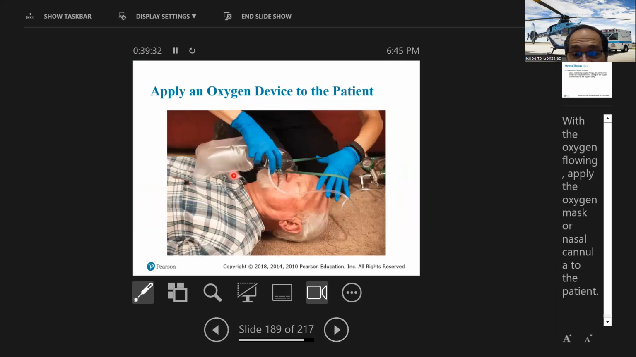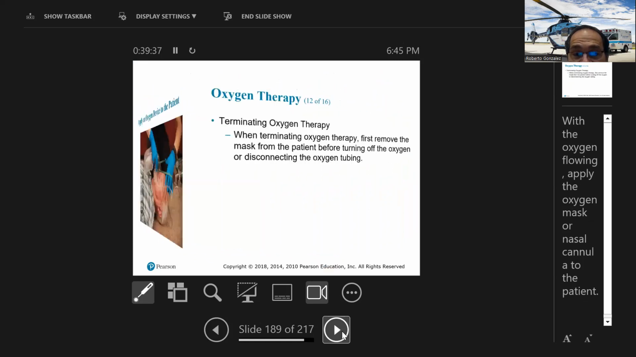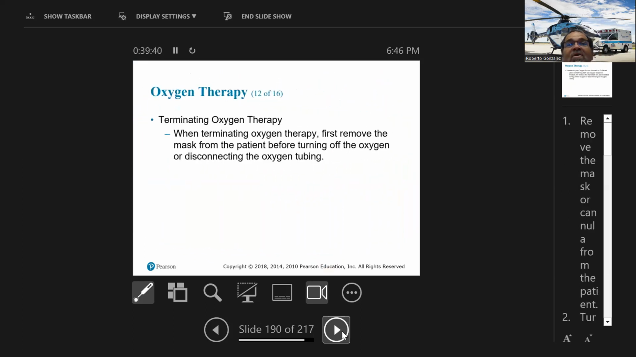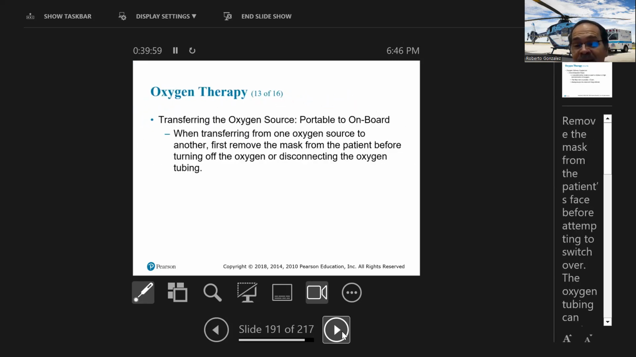You put the non-rebreather mask on. Remember, it's got an apex section that goes to the bridge of the nose. And then you determine if the oxygen is working. Now, when terminating oxygen therapy, first remove the mask from the patient and then turn off everything and disconnect. And it makes sense because you're still providing oxygen. You don't want to turn it off and then go remove the mask, because you're not giving him oxygen. Just remove the mask and then he's breathing at 21%.